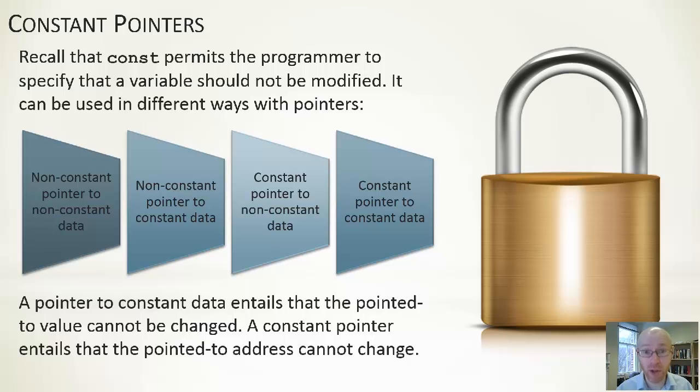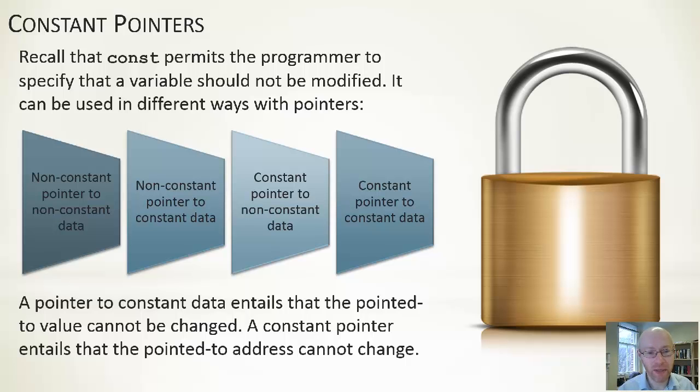Constant pointer to non-constant data. We must always point to the same location within memory, and we're allowed to change the bytes of that location. And constant pointer to constant data. In this case, we must always point to the same location, and we're not allowed to change the bytes, just read only for that fixed location.